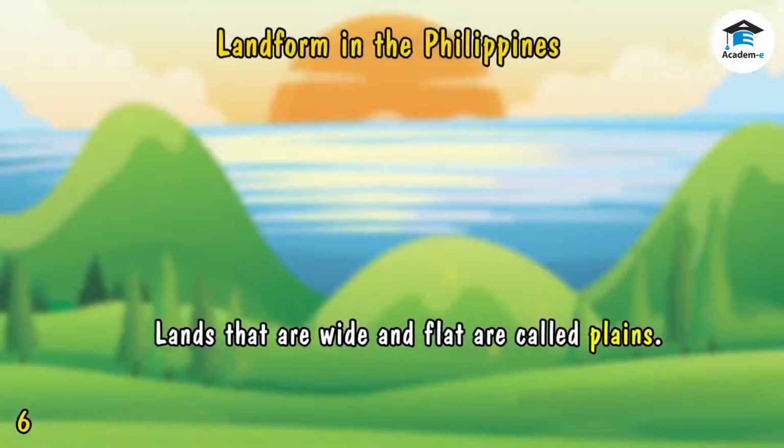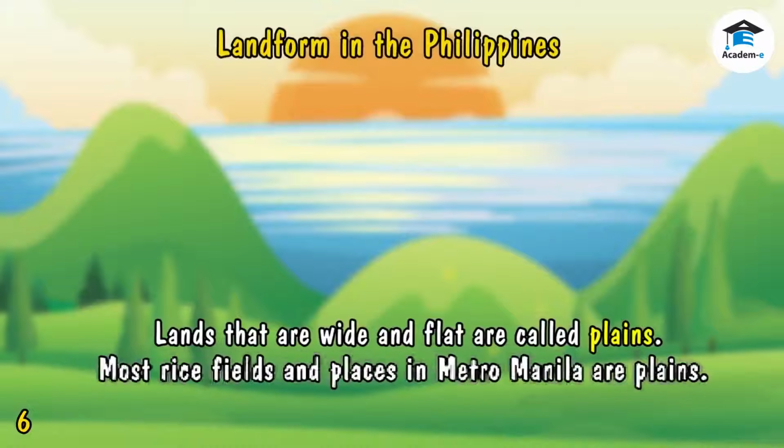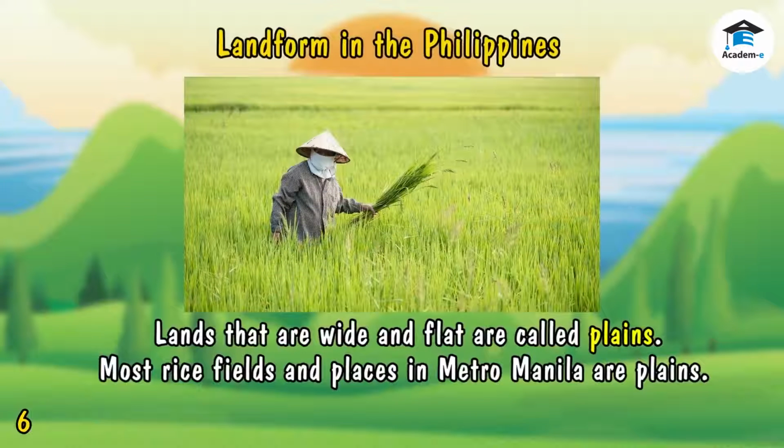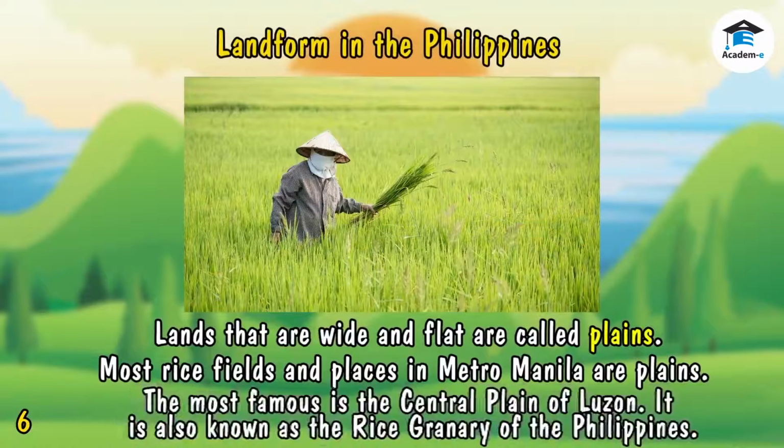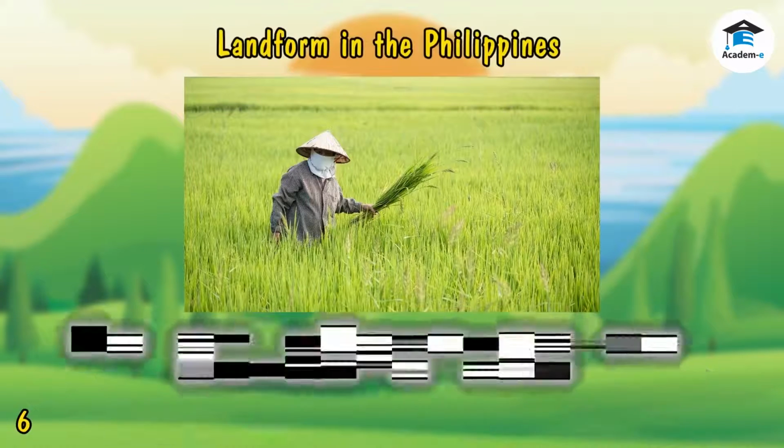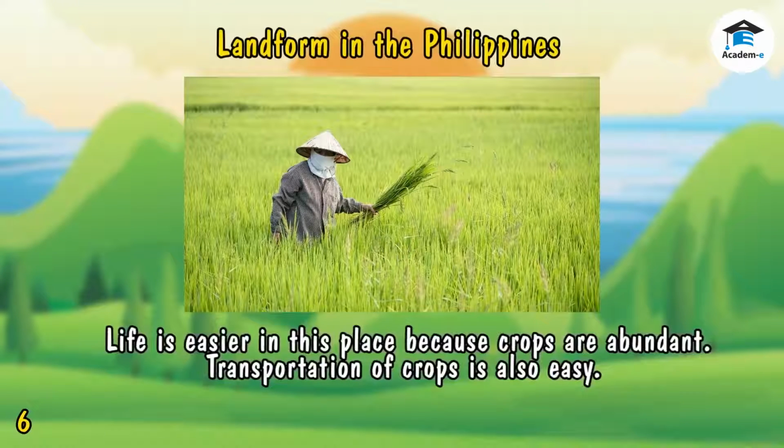Lands that are wide and flat are called plains. Most rice fields and places in Metro Manila are plains. The most famous is the Central Plain of Luzon. It is also known as the rice granary of the Philippines. Life is easier in this place because crops are abundant. Transportation of crops is also easy.